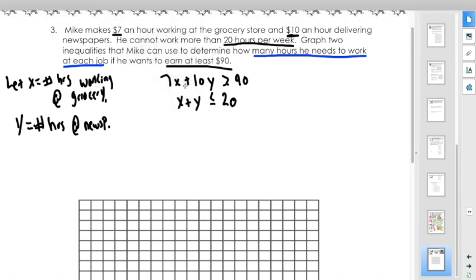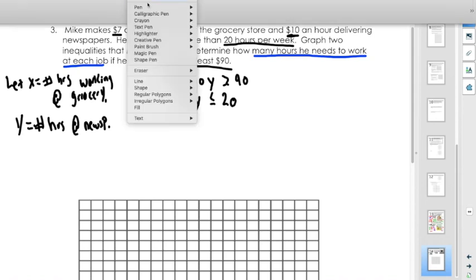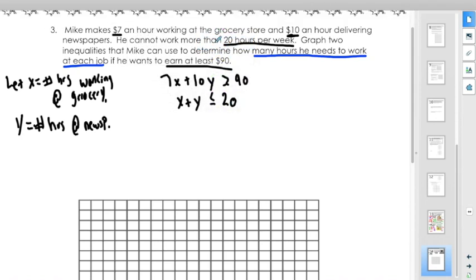Well, for both, we've got to get Y by itself. Go ahead and do that. I'm not really going to walk you through it. You should be able to do this now.